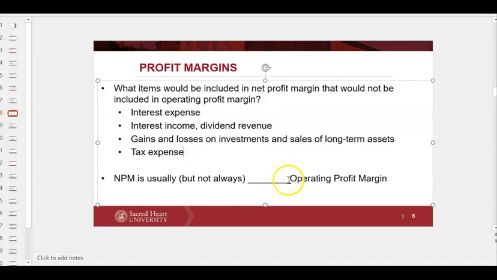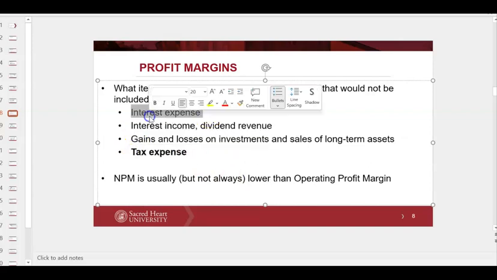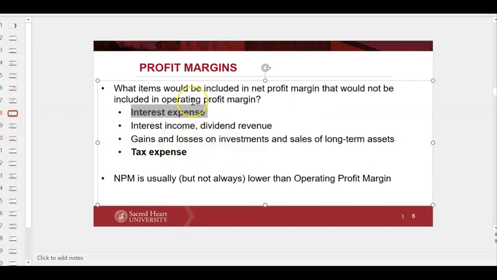And net profit margin is usually, but not always, lower than operating profit margin. And the reason for that is tax expense and interest expense are usually the biggest items that result in the difference between operating profit margin and net profit margin.